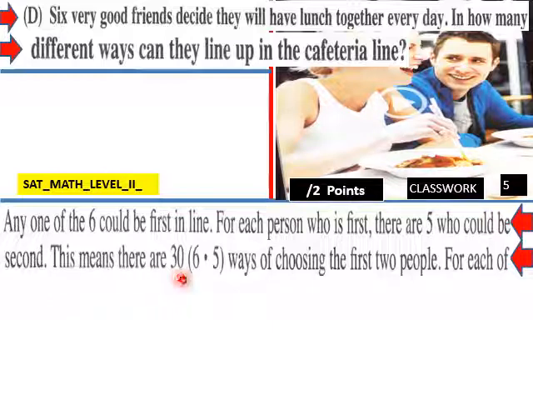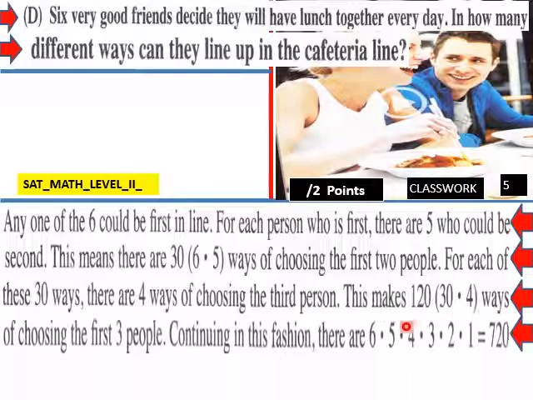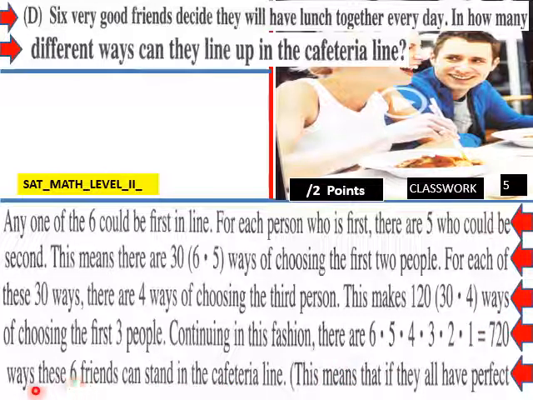This means there are 6 times 5, or 30, ways of choosing the first 2 people. For each of these 30 ways, there are 4 ways of choosing the third. This makes 30 times 4, or 120, ways of choosing the first 3 people. Continuing in this fashion, there are 6 times 5 times 4 times 3 times 2 times 1, which equals 720 ways these 6 friends can stand in line in a cafeteria line.